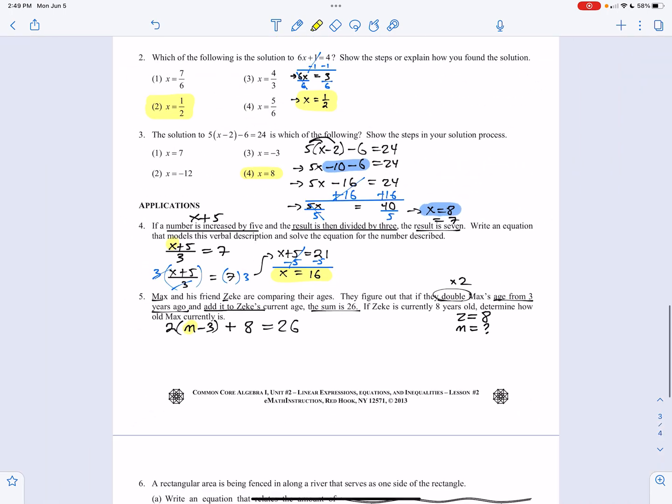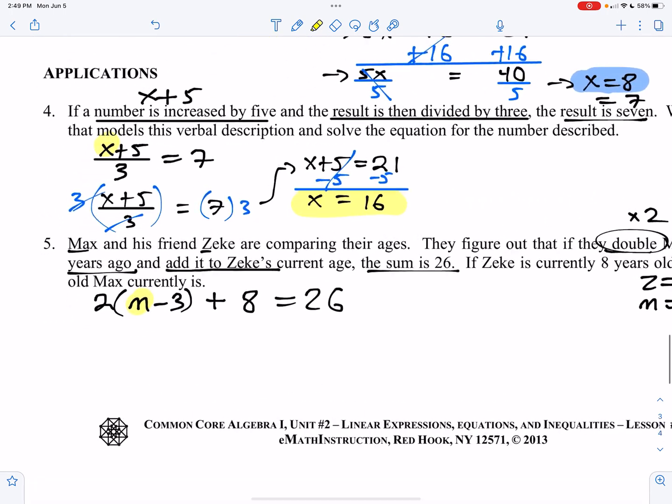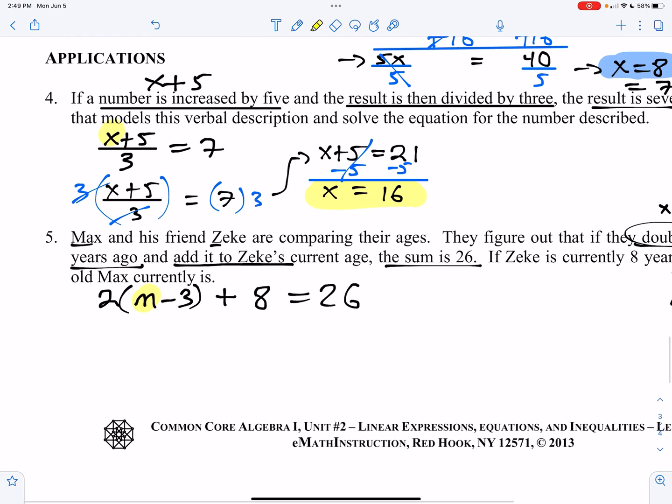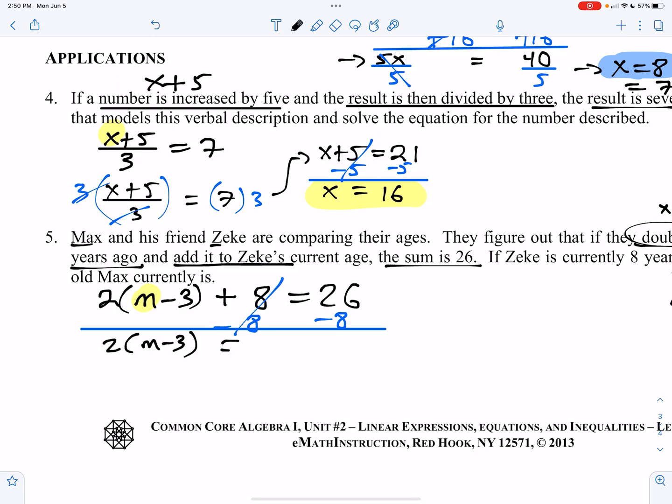Okay, and in number 5 here, we're solving this equation for M. Now, I'm going to do this differently. I did this using distributive property last time. I'm going to just undo the problem. I'm going to start by subtracting 8. So minus 8 to both sides cancels. 2 times M minus 3 equals, well, 26 minus 8 is what, 18?